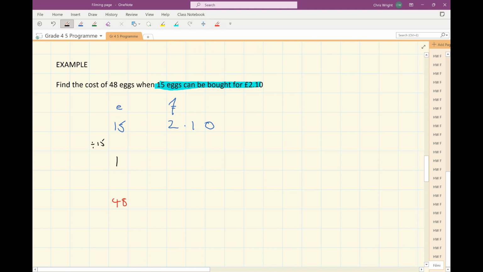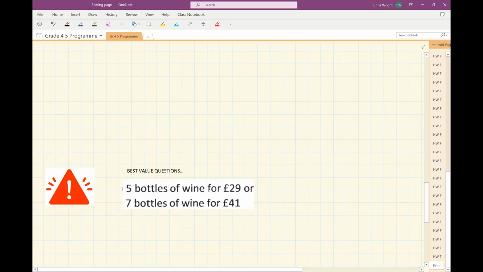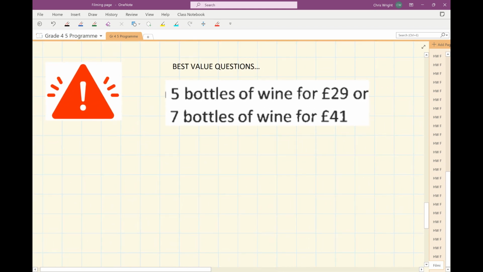So £2.10 divided by 15 tells me that each egg is 14 pence. I'll continue to work in pounds. And now I'm going to multiply that by 48 to work out the cost of 48 eggs. So 0.14, which is already on my calculator, multiplied by 48 tells me that 48 eggs will cost £6.72. So again, I've divided for 1 and then multiplied for all 48 of the eggs. Now look out, because this concept can often be used in best value questions.